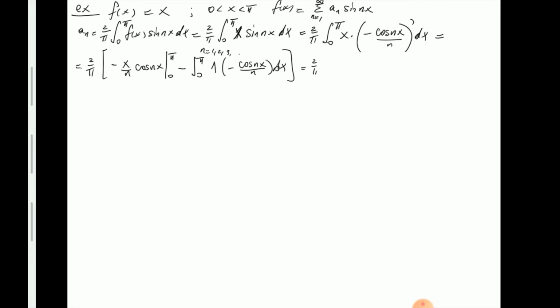So 2 over pi, and let's plug in pi for x, so it's minus pi over n cosine of n pi, minus 0, because it's going to be 0 over n, so that's it. Minus with minus becomes plus. We can maybe move 1 over n outside, and we just have to integrate cosine of nx dx. Now notice I don't have to worry about exceptions here. I divided by n, but because n is not 0, because it starts from 1, I don't have to take any case separately. So let's finish up that integral.